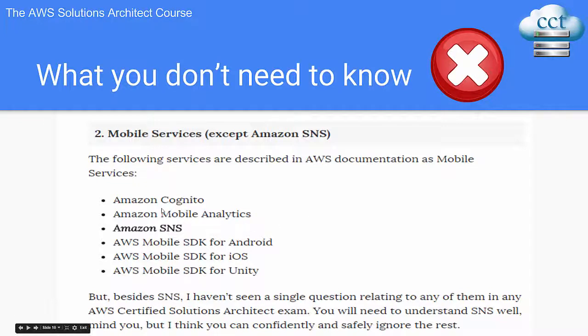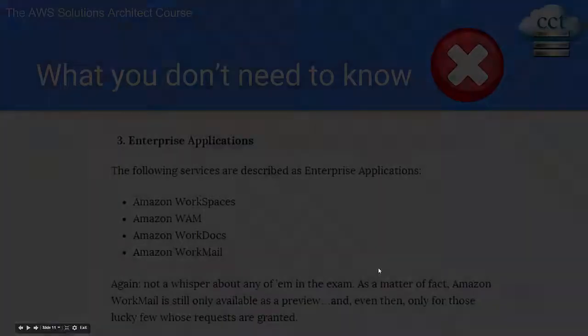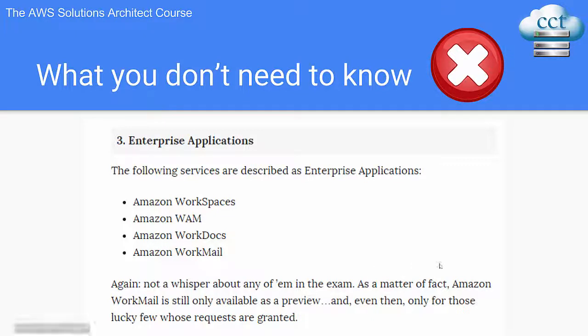Mobile services. Here's the list of the current mobile services that AWS have. SDKs down here are probably very important for the DevOps exam, but the only thing you really need to worry about is SNS, the Simple Notification Service. And enterprise applications such as Amazon WorkSpaces, Amazon WAM, WorkDocs, WorkMail. Again, don't worry about them. Cross them off the list.